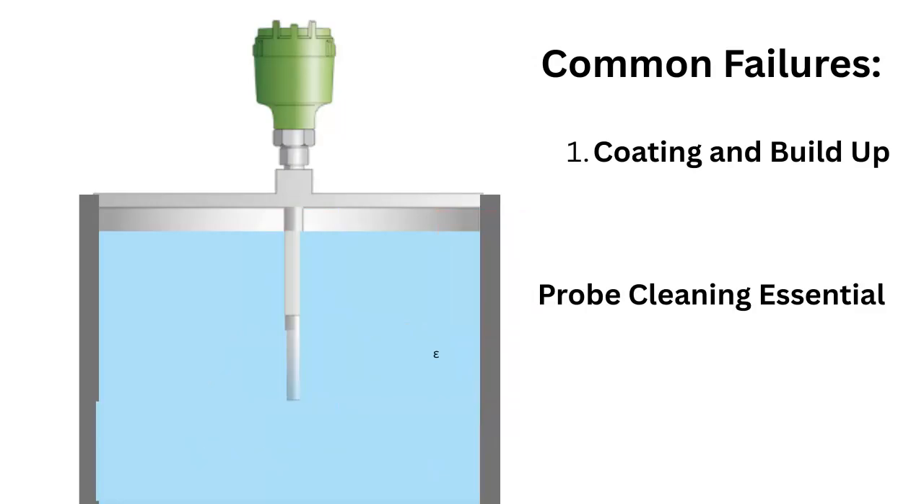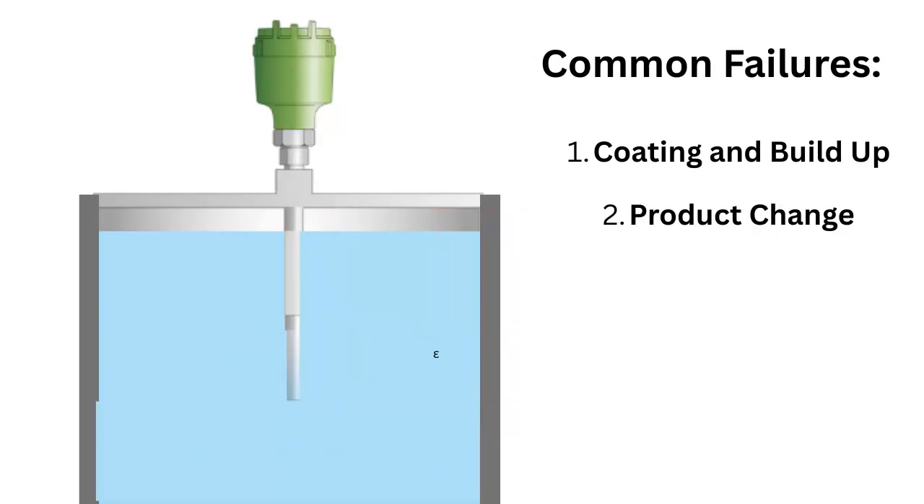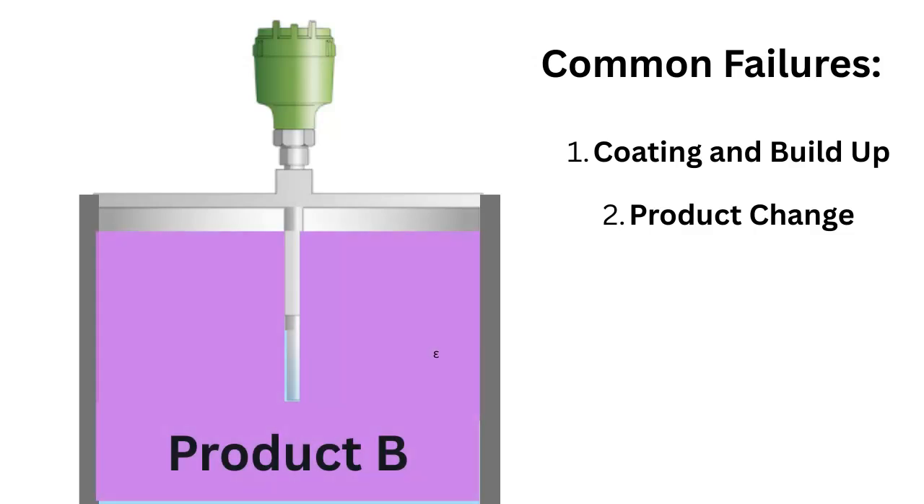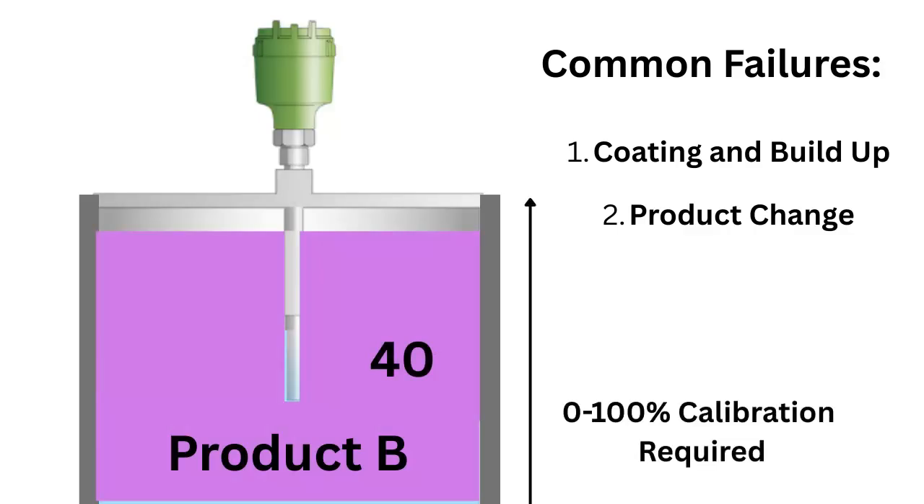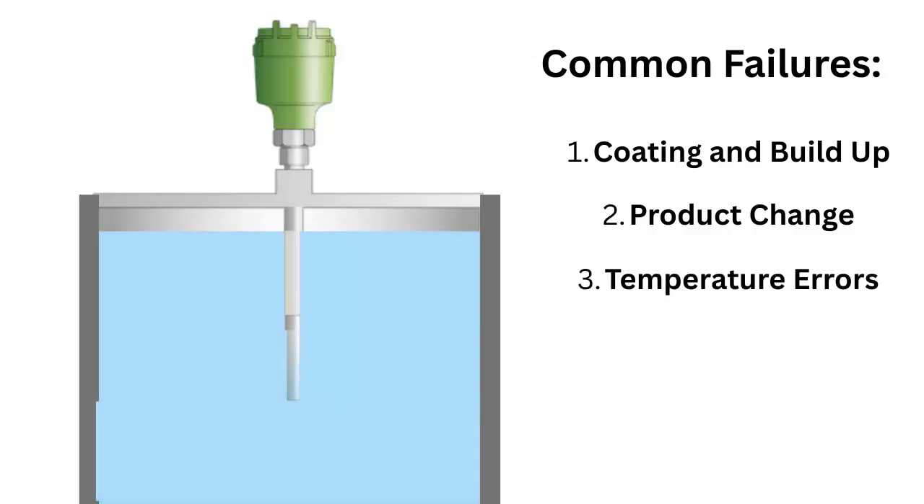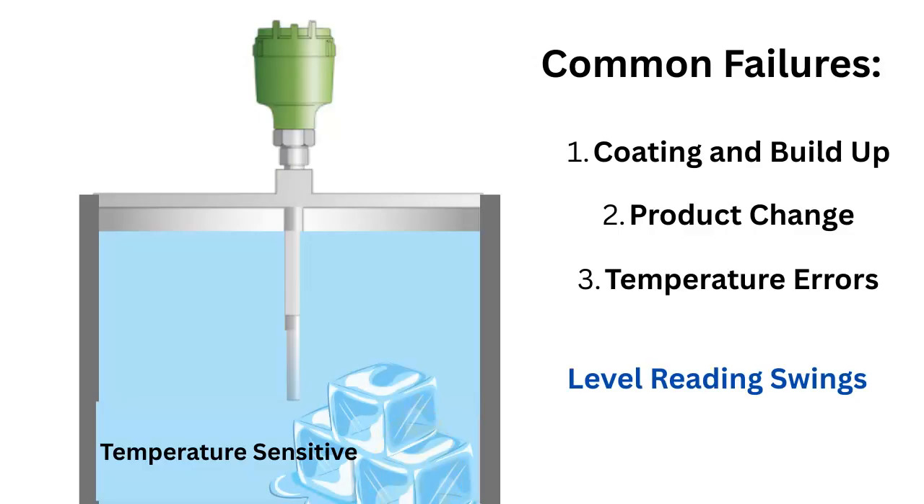Failure 2. Product change. If the plant switches from product A to product B, the dielectric constant of the medium changes significantly. You must perform a full level calibration, as the transmitter is measuring epsilon, not actual level. Failure 3. Temperature errors. Since the dielectric constant of most products is highly sensitive to temperature, a large temperature swing in your process can cause your level reading to drift, even if the actual product level hasn't changed.